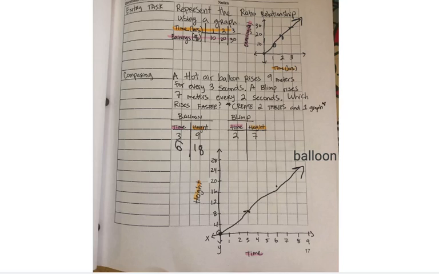Now, let's do the same thing for the blimp. The blimp, we have 2, 7. Well, we know it starts at 0, 0, so we can also draw a point at 0, 0. We have 2, 7, and then we could double it as well. Or we could do 6. Sometimes it's fun to do 6 too. Let's do 6. So 2 times 3 is 6, and 7 times 3 is 21. You can clearly see that the blimp is at 21 while the balloon's only at 18. So obviously from the ratio table, the blimp is going faster.